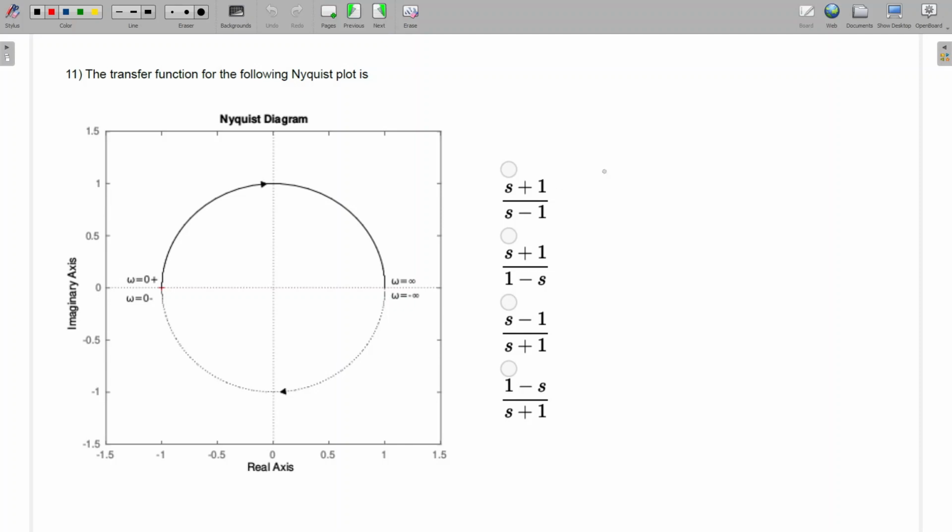So omega is equal to zero and omega is equal to infinity. We'll see what will be the magnitude and angle. So if we see the option, what is the angle here at this point, and what is the angle here?